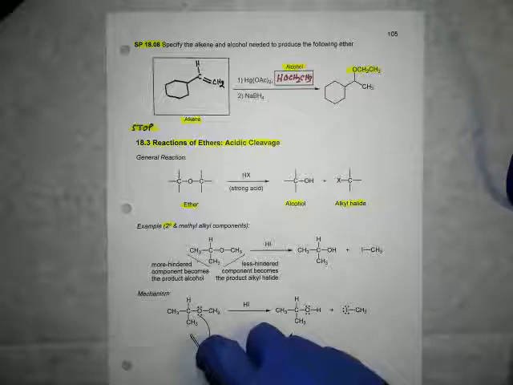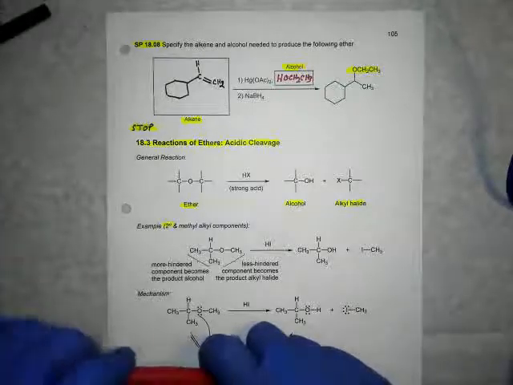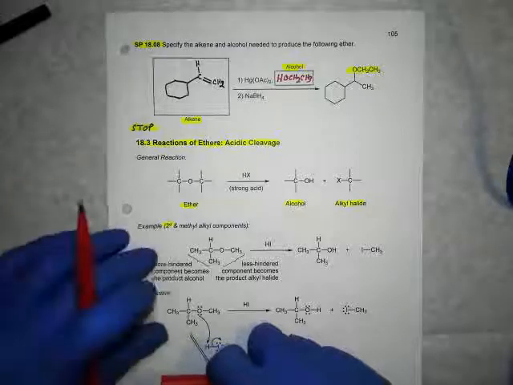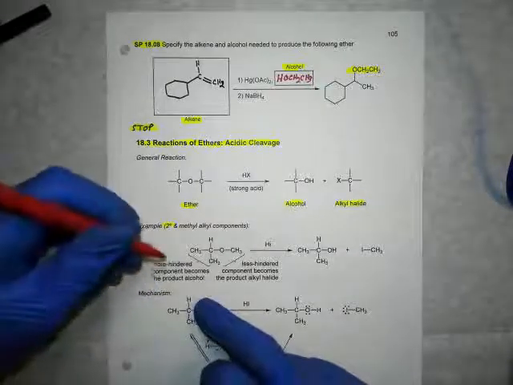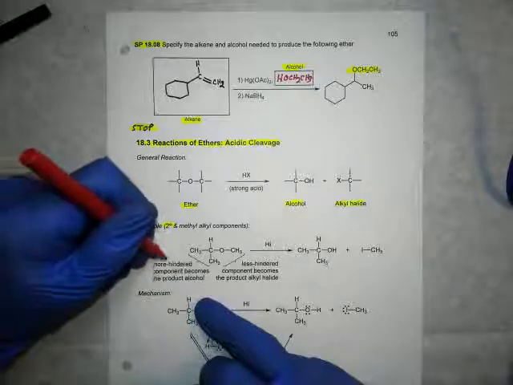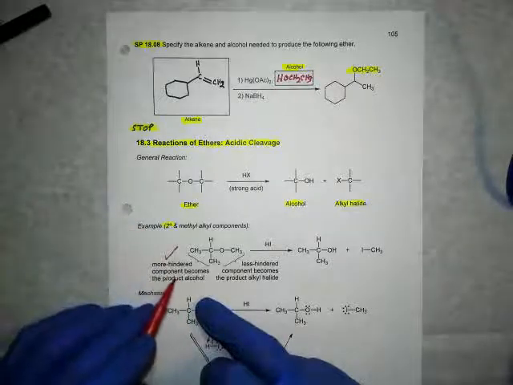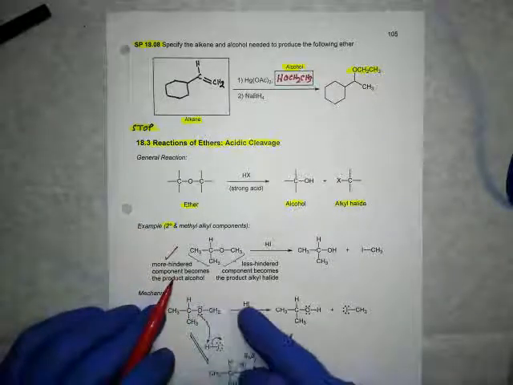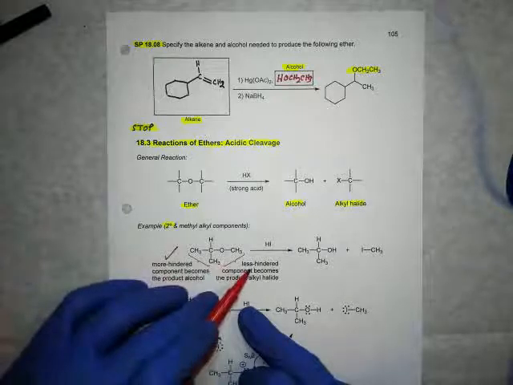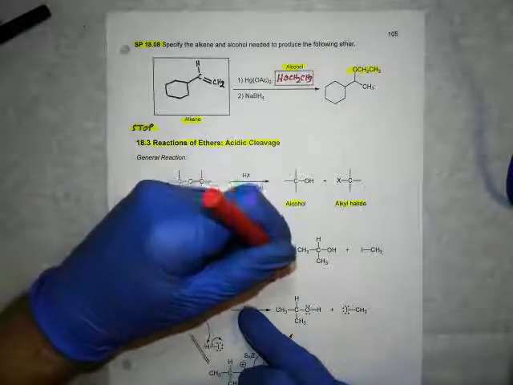Because it's the nature of those groups that's going to determine the alcohol and the alkyl halide respectively. So I have this generic rule here. It says that the more hindered component becomes the product alcohol, and that the less hindered component becomes the product alkyl halide.